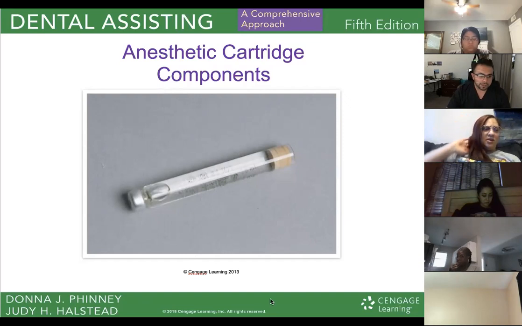So one part of this is a rubber stopper or plunger, which we see here. This is where the harpoon will engage inside of the anesthetic cartridge. Then we see the aluminum cap, which is on the other end of the cartridge. And then the diaphragm. The diaphragm is just made of a thin piece of rubber, and that's where the needle will engage. It'll puncture the diaphragm, and that's how the needle will get access to the inside of the cartridge. Everybody okay with that? Okay.